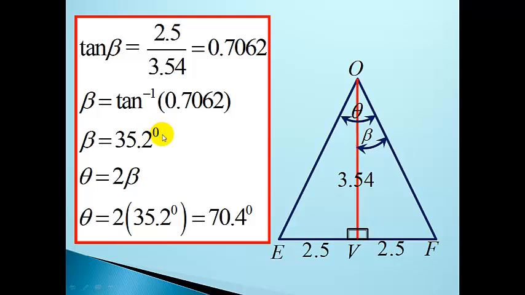Now you know that the angle theta is equal to 2 times beta. So when you multiply 2 by beta, we have the angle theta. And so theta will be equal to 2 times 35.2 degrees. And this is equal to 70.4 degrees. So the angle theta is equal to 70.4 degrees.